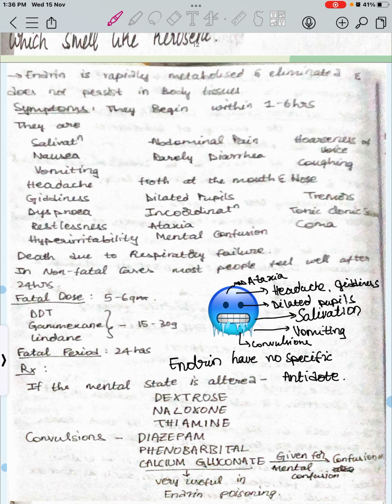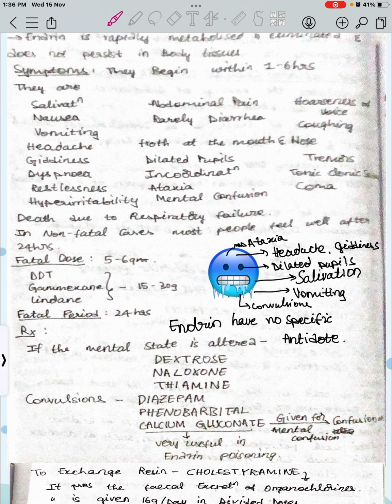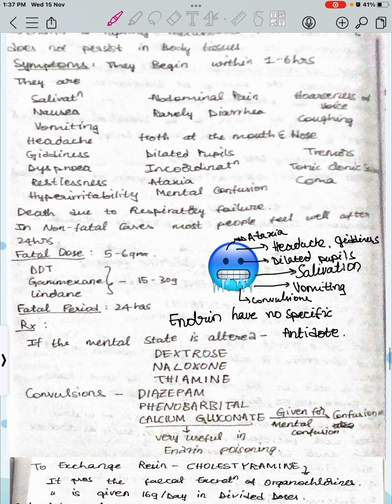Symptoms begin within 1 to 6 hours. They are salivation, nausea, vomiting, headache, giddiness, dyspnea, restlessness, hyperirritability, abdominal pain, rarely diarrhea, froth at the mouth and nose, dilated pupils, incoordination, ataxia, mental confusion, hoarseness of voice, coughing, tremors, tonic-clonic seizures, and coma. Death is due to respiratory failure. In non-fatal cases, most people feel well after 24 hours.